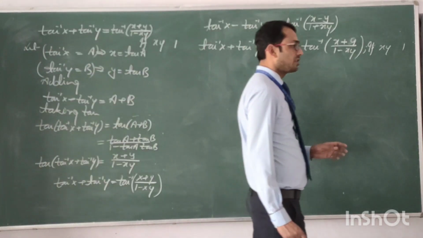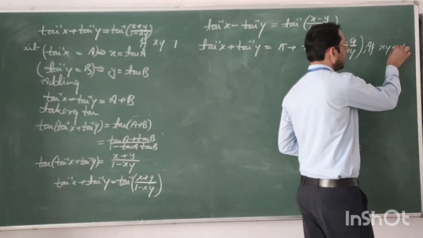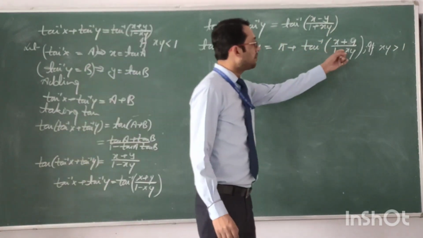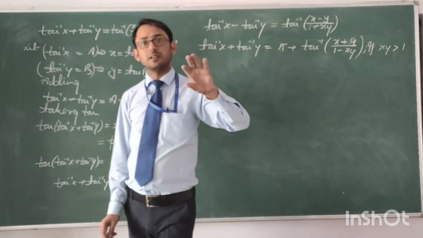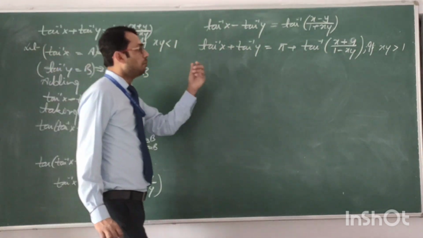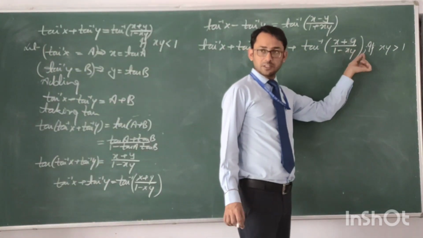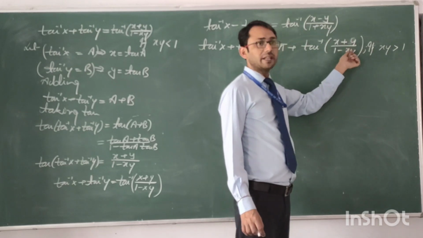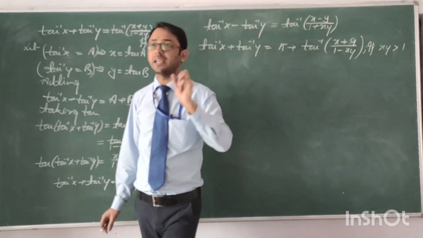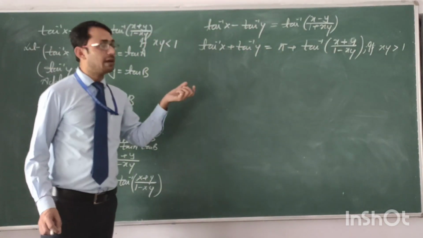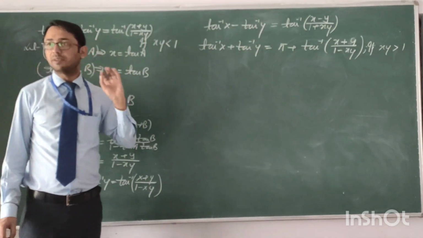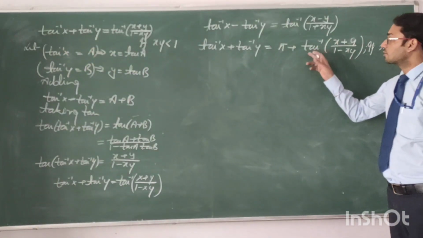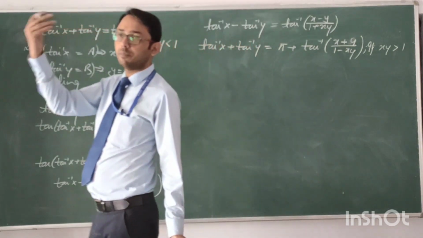Yes, the special clause is that in this xy must be greater than 1 and in this xy must be less than 1. If the product xy is greater than 1, either both must be positive or both must be negative. If both are positive, it will be greater than 1. Overall result will be negative and it will be coming as tan inverse of a negative value, which will be going in the next quadrant, that is pi plus theta.